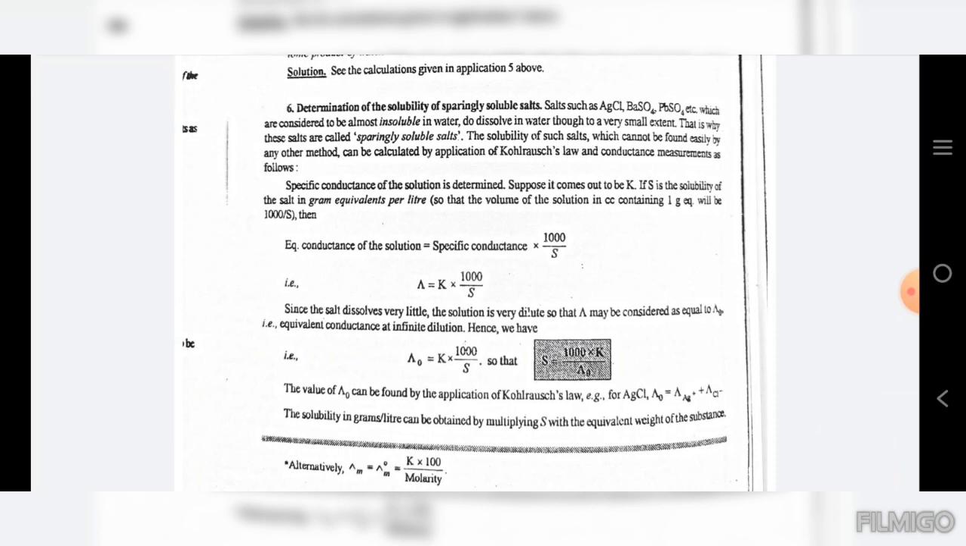The solubility of such salts, which cannot be found easily by any other method, can be calculated by application of Kohlrausch's law and conductance measurements as follows.